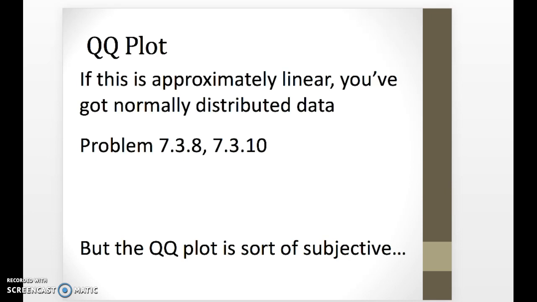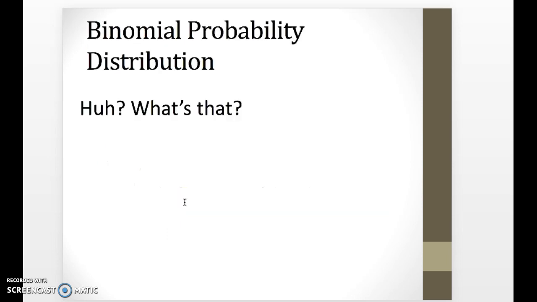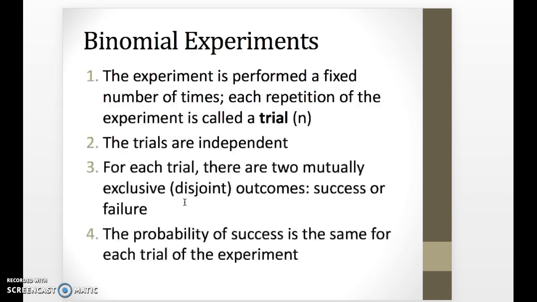So let's take a look at the rest of our slides here. And we'll go into section 7.4. In section 7.4, we look at the normal approximation to the binomial. And we might be saying, what in the world? I heard of the binomial, that was chapter 6, but let's just recap what that is. We've been talking about normal curves a lot in chapter 7 and haven't seen the binomial in about a week.